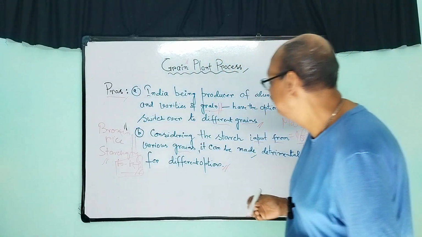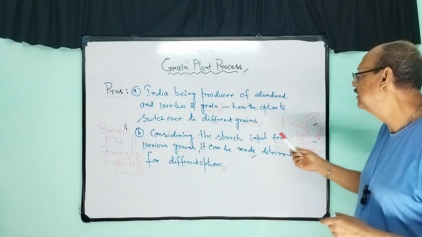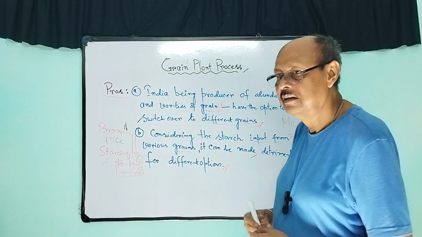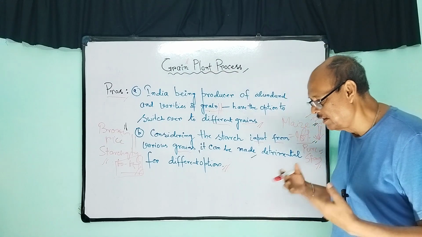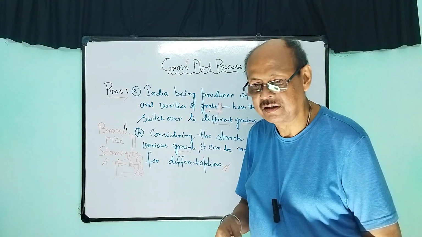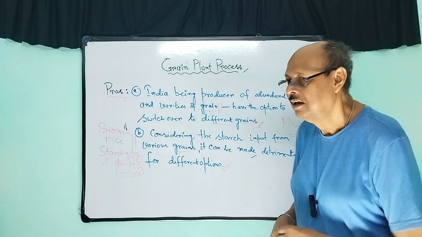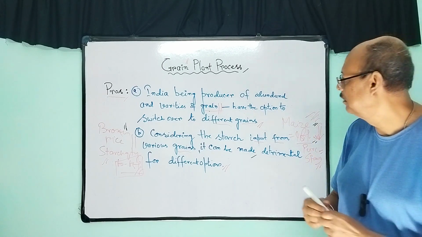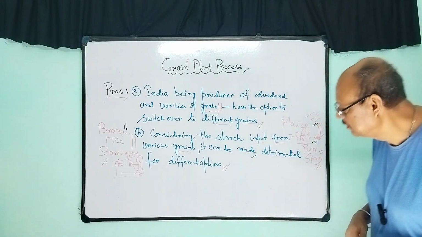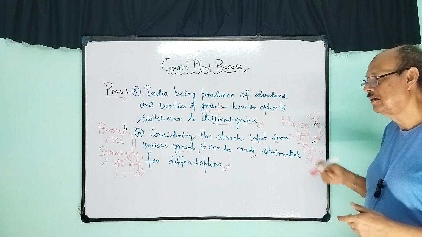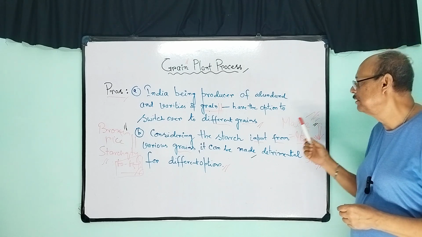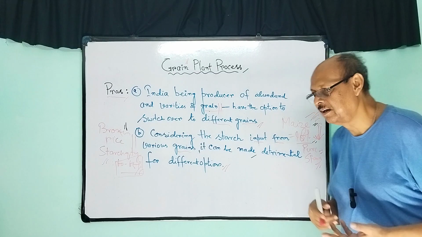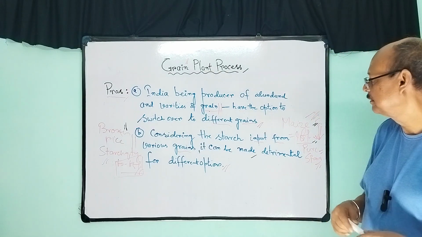The pros, particularly in India, is that India is a producer of abundant and varied grains. It consists particularly of rice as well as maize, which have a substantial quantity of starch. Apart from that, we have other grains in India, like millet, which can also be used to produce ethanol or fuel. So we have the option to switch over to different grains as per the requirement, the regional location, and the season.